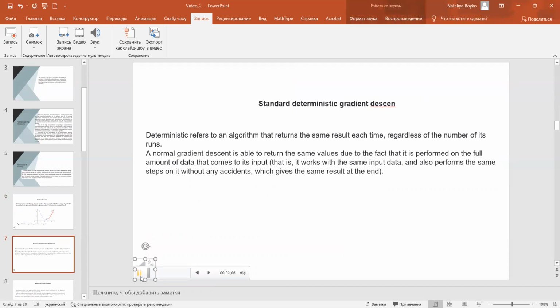Standard deterministic gradient descent. Deterministic refers to an algorithm that returns the same result each time, regardless of the number of iterations. A normal gradient descent is able to return the same values due to the fact that it is performed on the full amount of data that comes to its input. That is, it works with the same input data and also performs the same steps on it without any accidents, which gives the same result at the end.